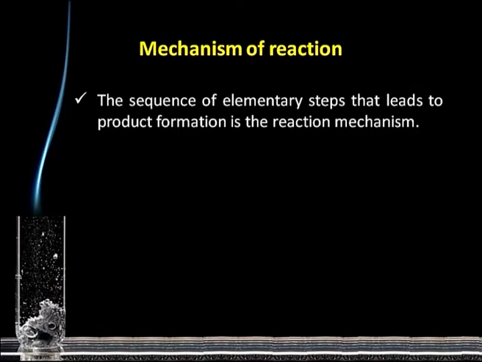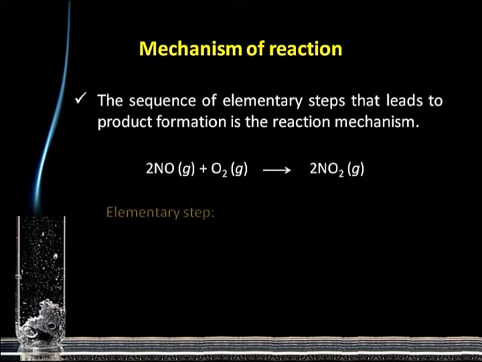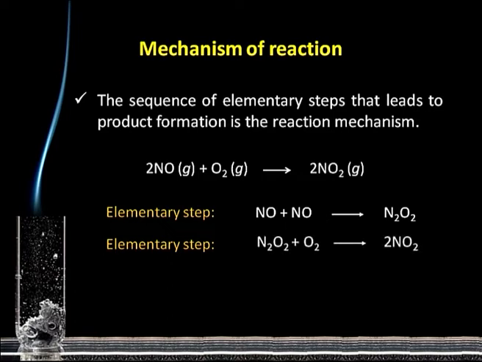Mechanism of a reaction, the sequence of elementary steps that ultimately lead to the product formation, is called the reaction mechanism. Take this example, a simple example, 2NO plus O2 gives you 2NO2, but it takes place in two steps. The elementary step 1, in which you have NO plus NO giving you N2O2. In the second step, you will get the product where N2O2 plus O2 gives you 2NO2, so that the overall reaction remains the same: 2NO plus O2 gives you 2NO2.